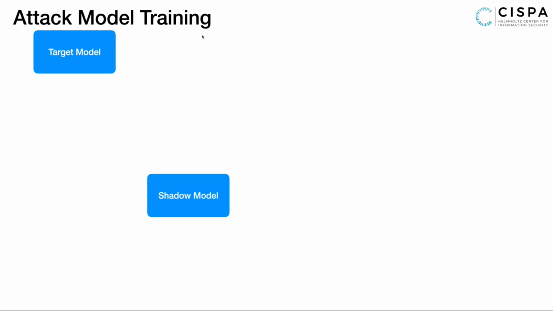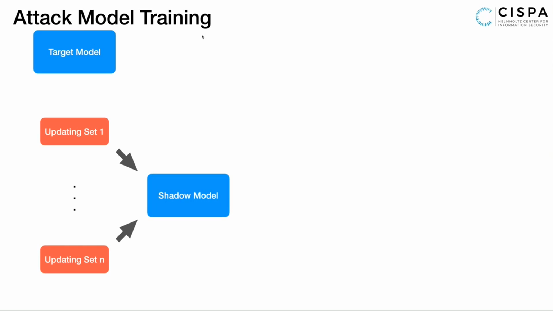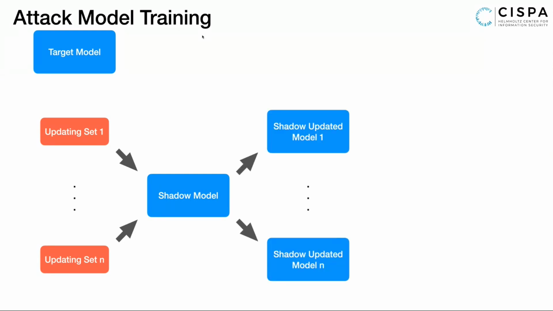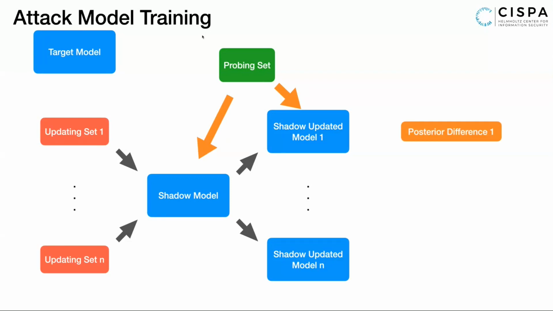Again, we rely on a notion called shadow model. We assume the attacker has a shadow model, and the attacker can also manually or artificially create n updating sets. And then with the n updating sets, I can get n shadow updated models. And the attacker, remember, has a probing data set, which can be, let's say, 100 images. I throw these 100 images to the shadow model and the first version of the shadow updated model, and I get the first posterior. If I throw the probing set to the last version of the shadow updated model, I can get the last posterior difference.